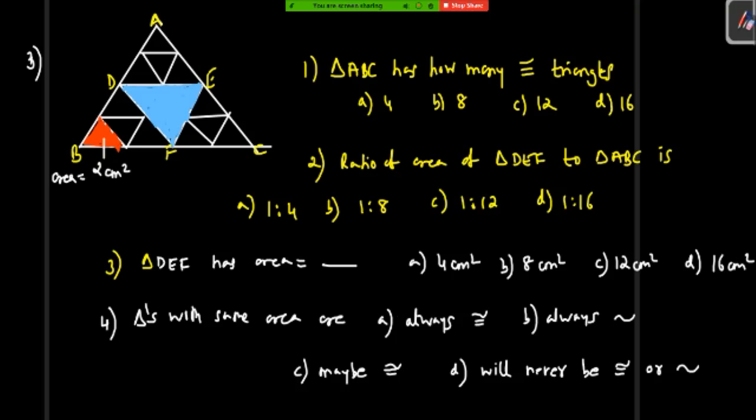Yes? 12, sir. 12, correct. This is because we have 1, 2, 3, 4 here, 4 here, and 4 here. These 4, 8, 12 are all congruent triangles. They're all exactly identical. Why? Because they're all going to be equilateral triangles.